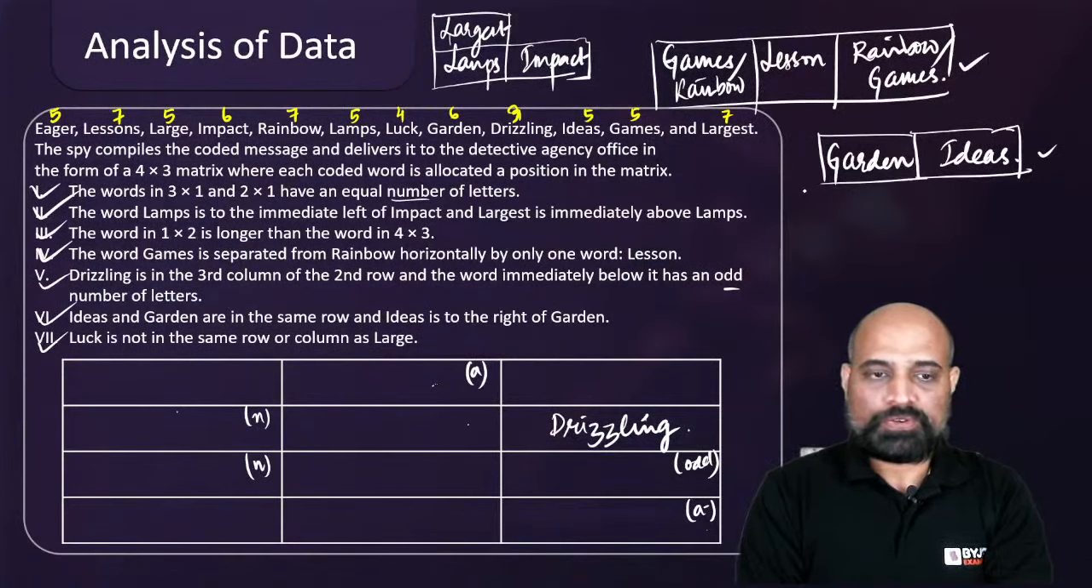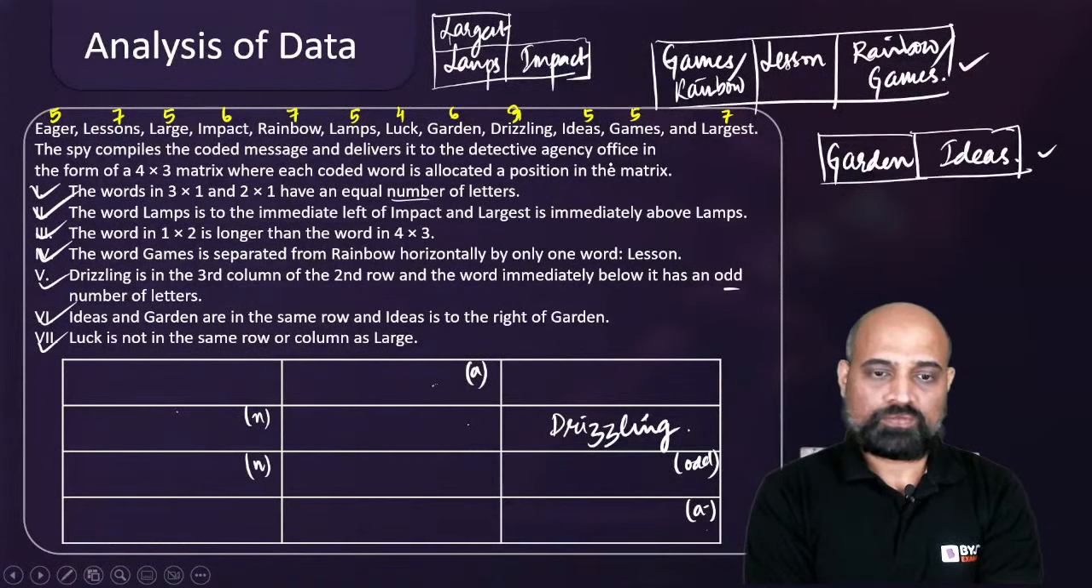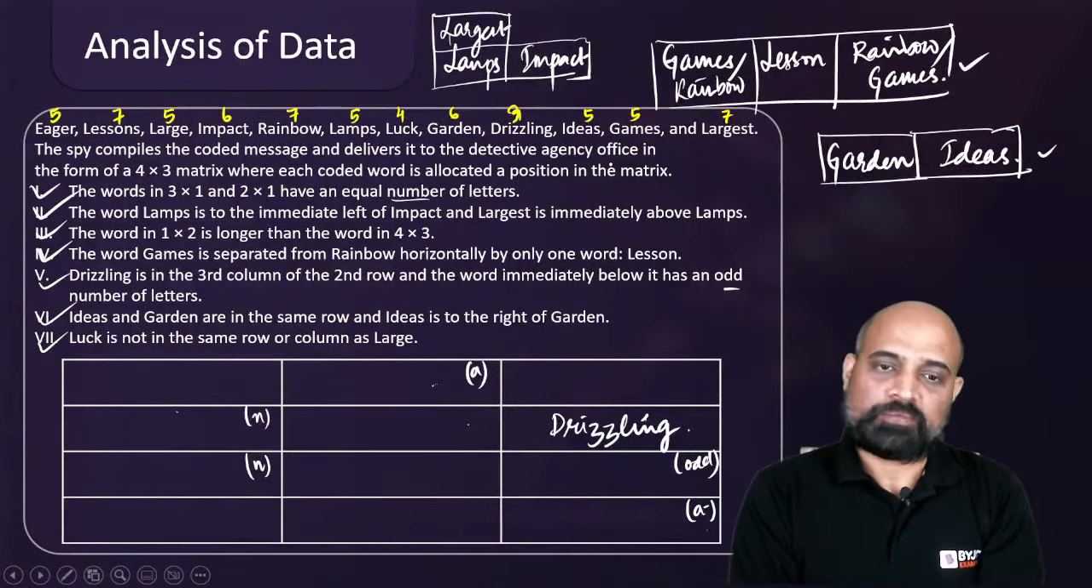So what else do we have? It's largest, right? We have large and largest both of the words, both as in both words are here. Okay, the word games is separated. The word in 1x2 is longer than the word in 4x3.